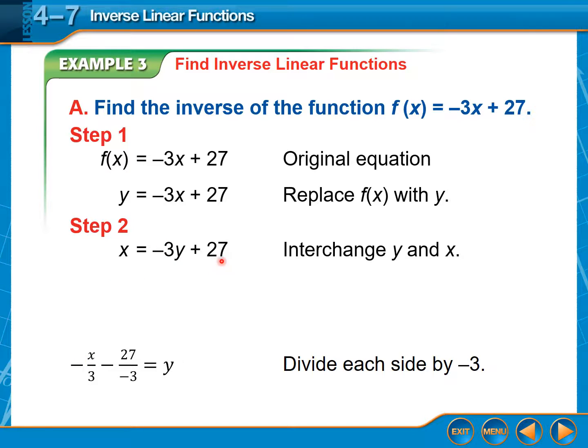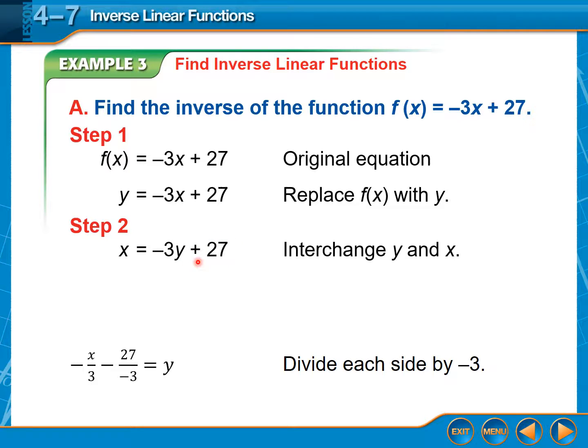Okay. Now I need to take this equation here, x equals negative 3y plus 27, and rewrite it so that it's back as y equals something. So everything that's over here with y needs to be moved to the other side of the equation in order to find the inverse. Okay, so if I've got x equals negative 3y plus 27, my first step is to remove this 27 to the other side of the equation.